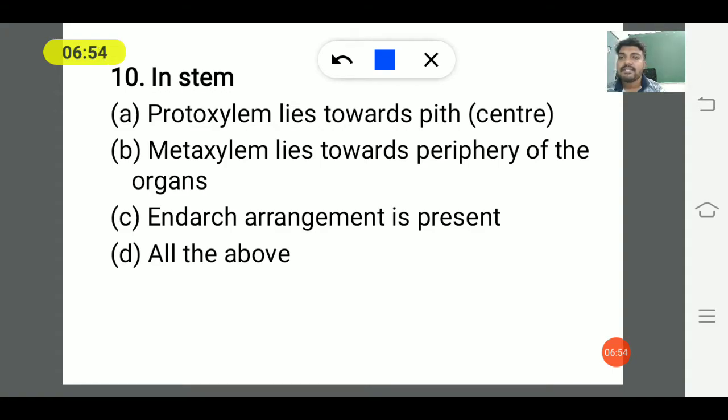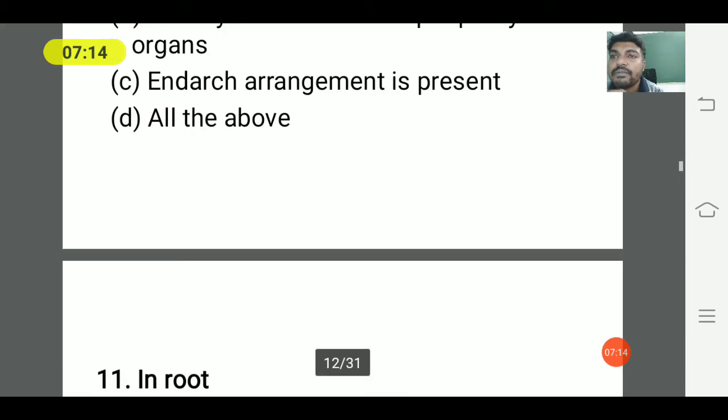Endarch arrangement is present. So that's also right. Endarch, the position of protoxylem matters. Protoxylem facing towards the inner side is endarch, and facing outside is exarch. So endarch arrangement is present. So the option is all of this. So the answer is all of the above. In a stem, endarch position is always there.